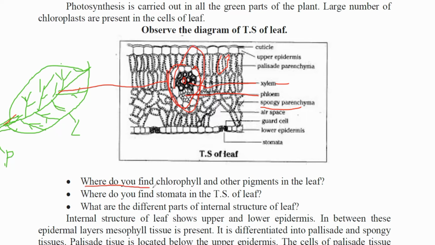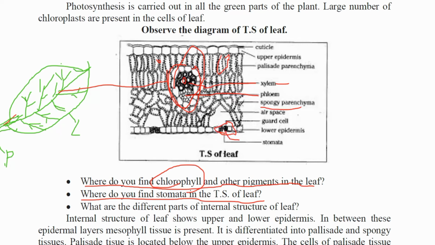Where do you find the chlorophyll and other pigments in the leaf? We can find the chlorophyll inside the chloroplast. Here chloroplasts are present, and inside the chloroplast, chlorophyll pigments are present. Next, where do you find stomata in the leaf? We find the stomata mostly in the lower epidermis cells.